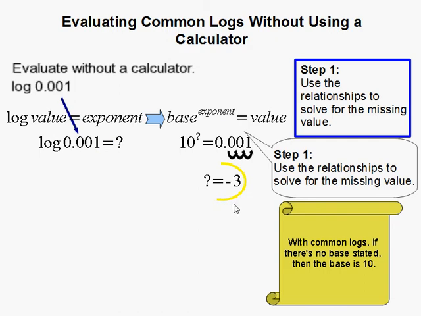An easy way to remember that is that the number is really small, so that's why the exponent would be negative. If this was a really big number, like 10,000, then the exponent would be positive. And that completes our problem.